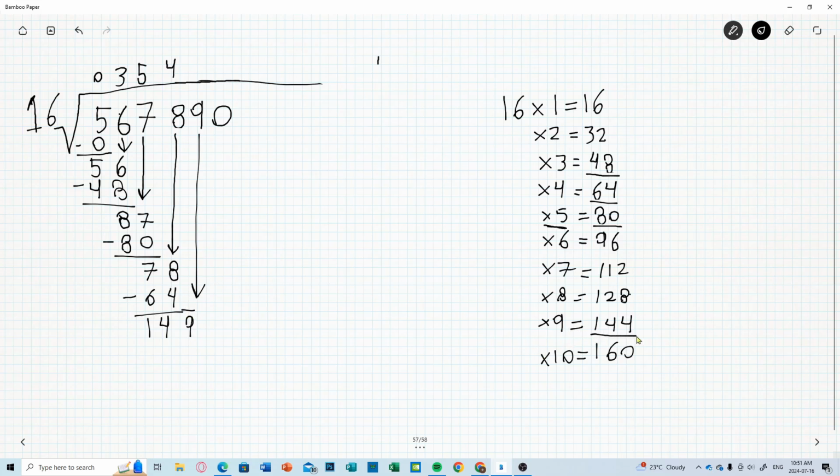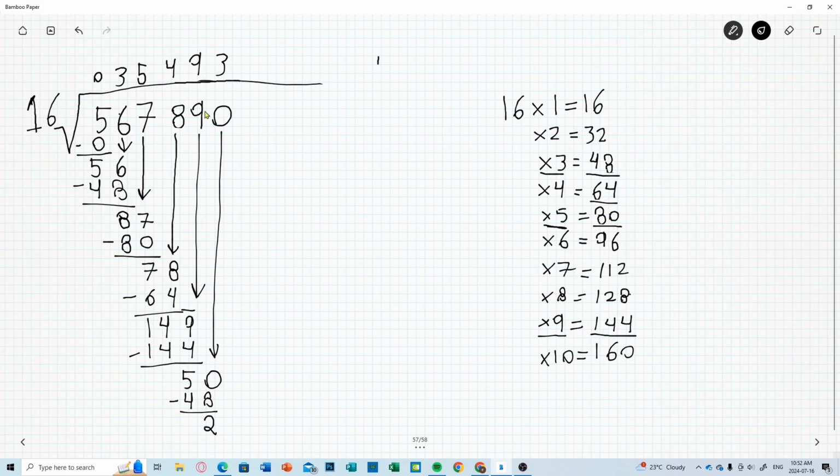We'll see that 16 multiplied by 9 is 144, which is the closest, and we'll subtract 144 from the bottom, giving us 5. And if you remember from the last question, we can't forget the 0, it's very important. And we're going to look for the number closest to 50, which is 16 times 3, which is 48. So we'll write 3 up top, and we'll subtract 48 from here, giving us a remainder of 2 at the end.